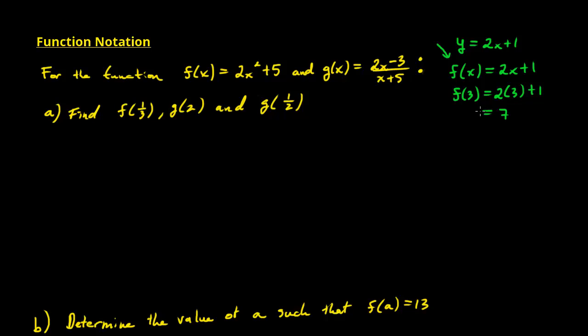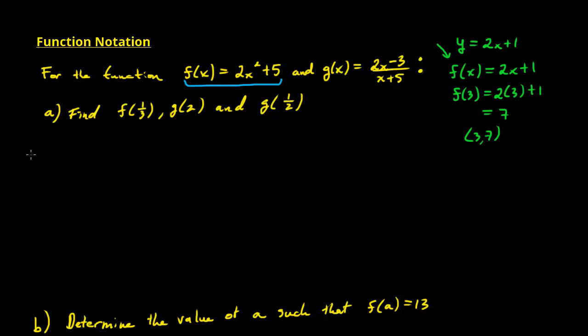Now, this also corresponds to an ordered pair on a graph. This would correspond to the ordered pair (3, 7). So we know that (3, 7) is on the graph of f of x. Let's continue to use this definition to do a couple of example problems. In this first example, we're asked to find f of 1/3, g of 2, and g of 1/2 for these functions up here.